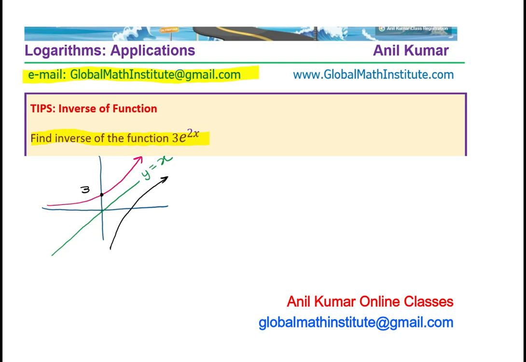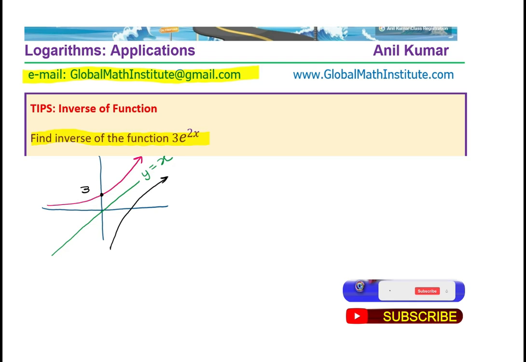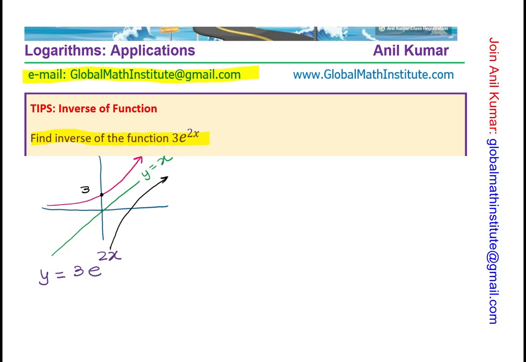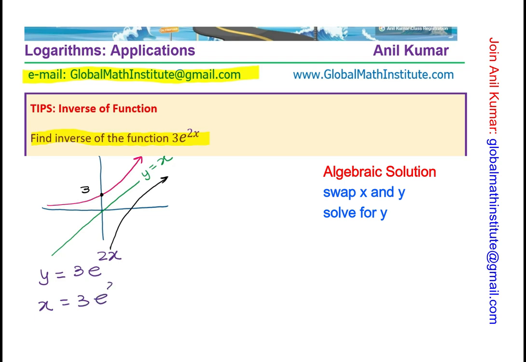Right, so now let's follow the standard method of finding inverse. So we are given the function f of x, or we can write y is equal to 3e to the power of 2x. First step to find the inverse is to swap x and y. So we are going to write this as x equals 3 times e to the power of 2y. And then we can isolate what y is.